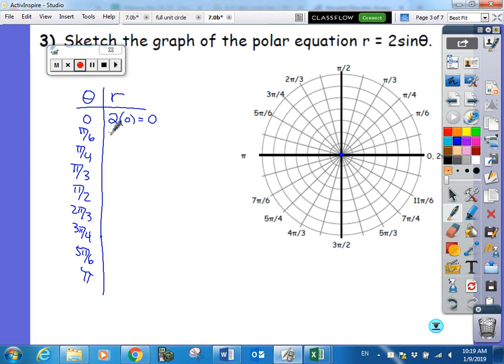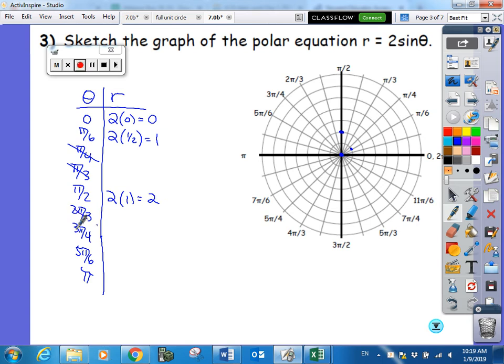Pi over 6 we like. Sine of pi over 6 is 1/2. So 2 times 1/2 is 1. So at pi over 6, r is 1. So we go to r is 1, pi over 6. We didn't like pi over 4, we didn't like pi over 3, but we liked pi over 2. So 2 times sine of pi over 2 is 2, at pi over 2.